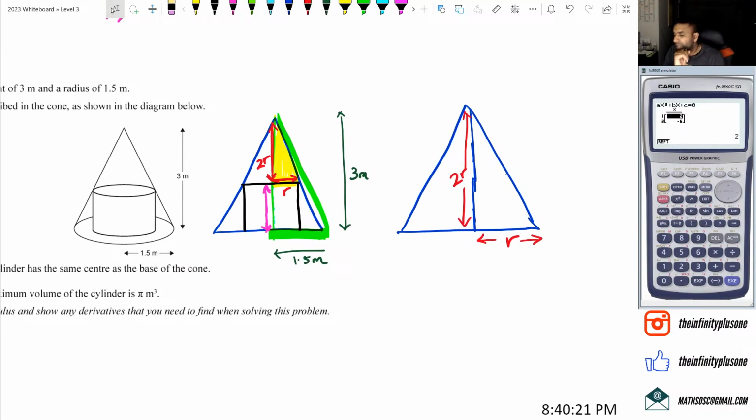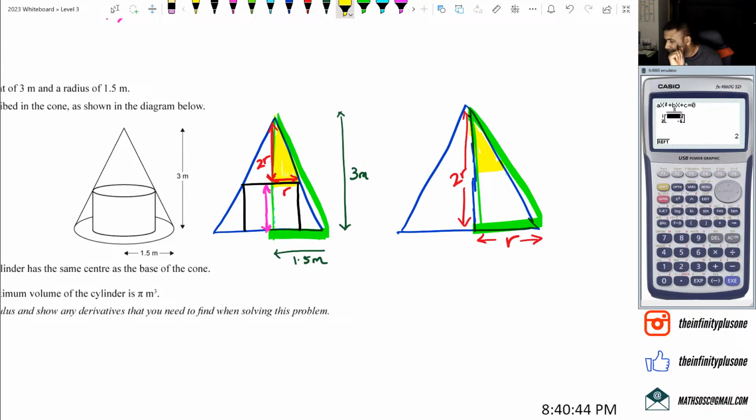Let me know if you guys are okay with that concept, because I'm looking at that yellow triangle. For the yellow triangle, if the base is R, then the height is going to be 2R, because they're similar triangles. So this is the green triangle, and then the yellow one inside is going to have that same properties. Let me know if you guys are okay with that.